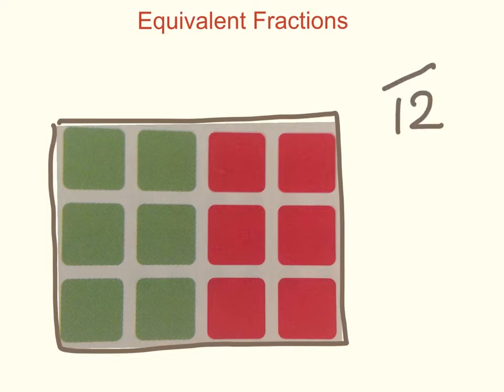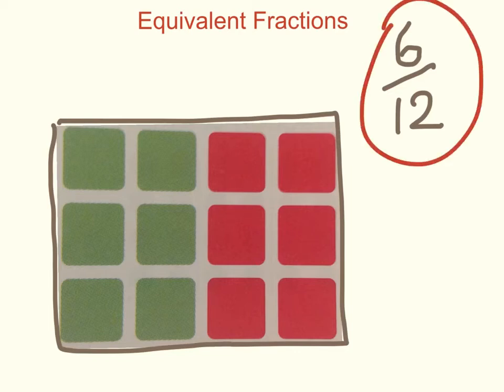And if I was to ask you how many are green, what would you say? You might say 6 are green. I hope you would. You'd be right. So the fraction to show the number of squares that are green is 6/12. That shows how many are green. What about how many are red? Well, you'd be right if you said 6/12. 6/12 of the rectangle have red squares. Excellent.